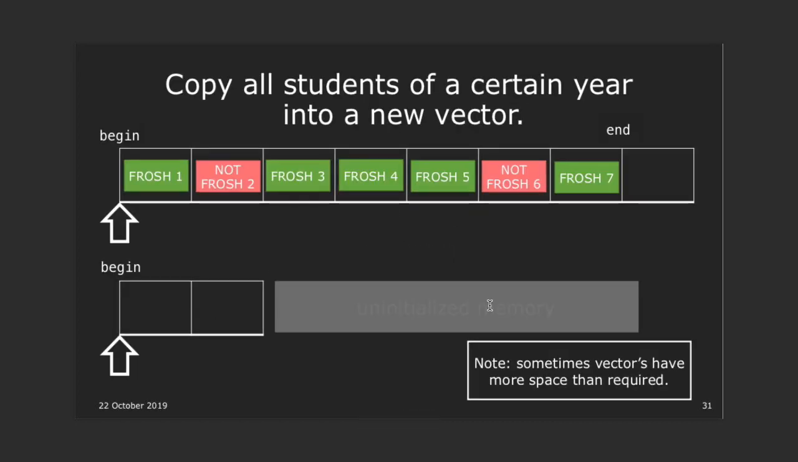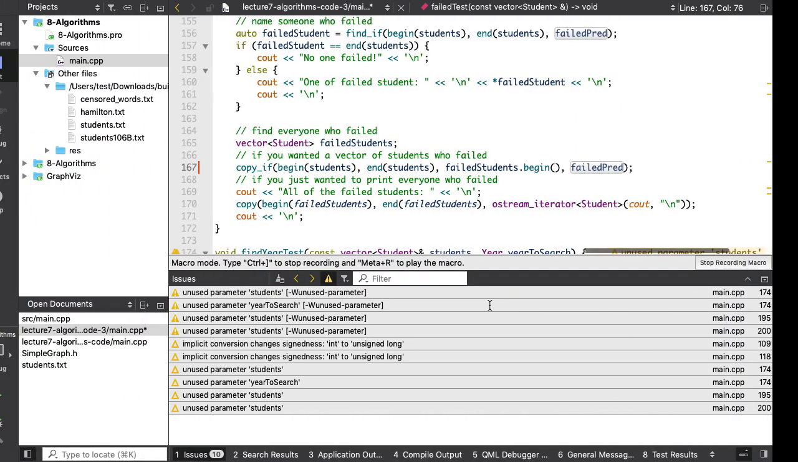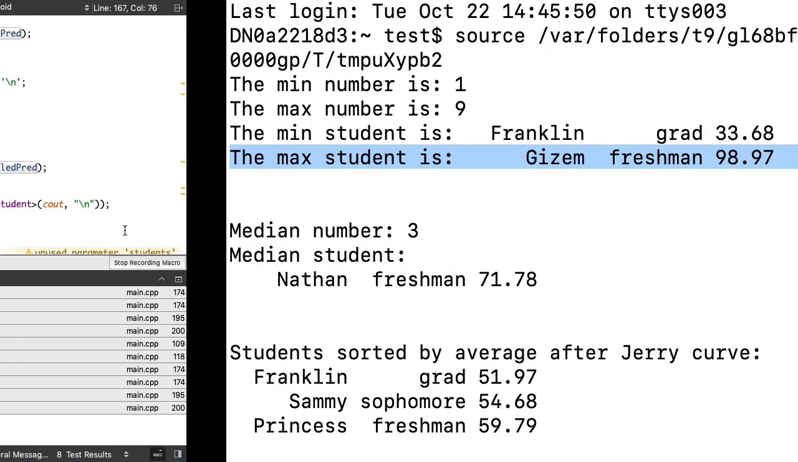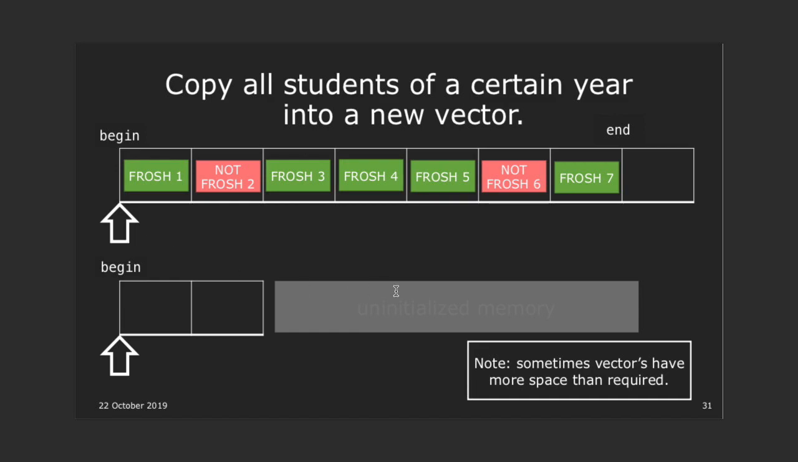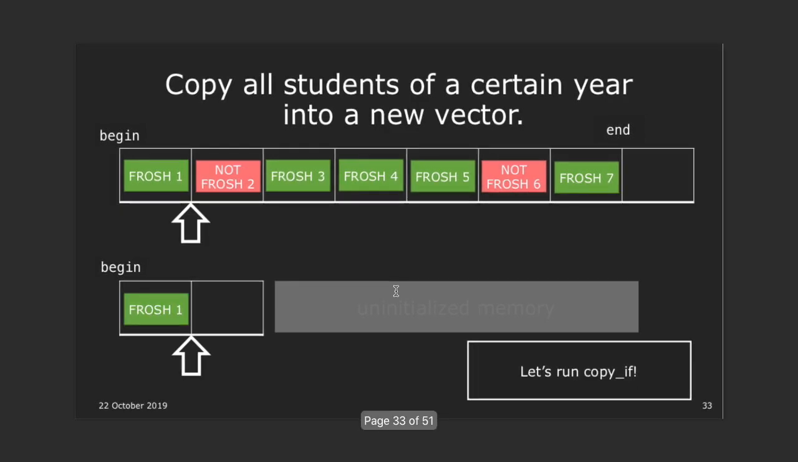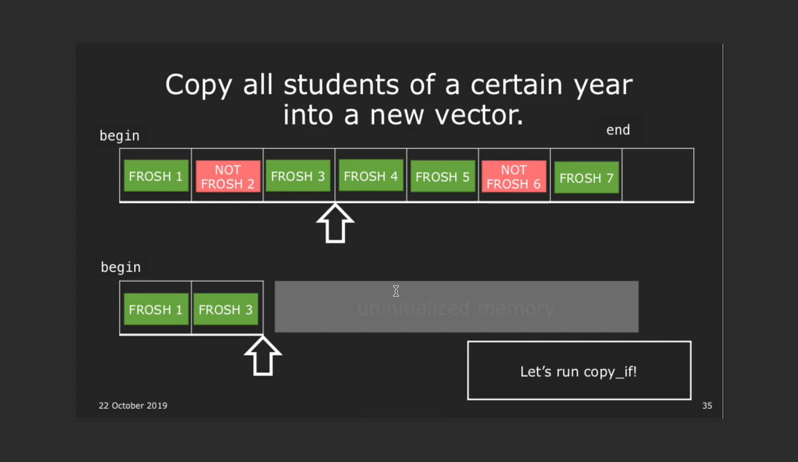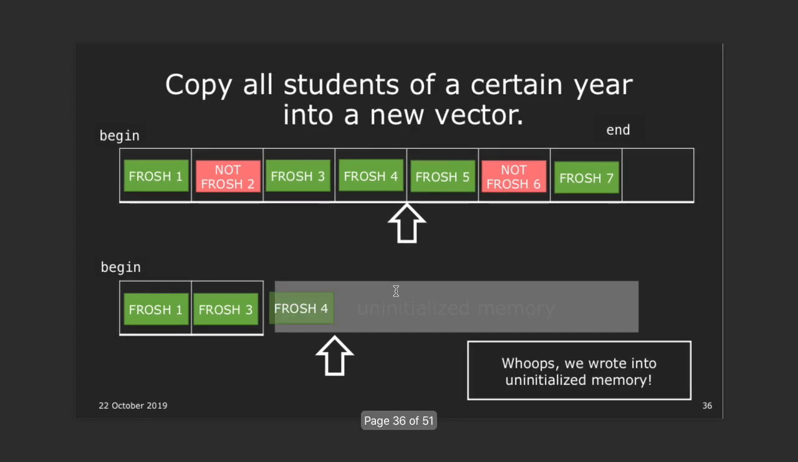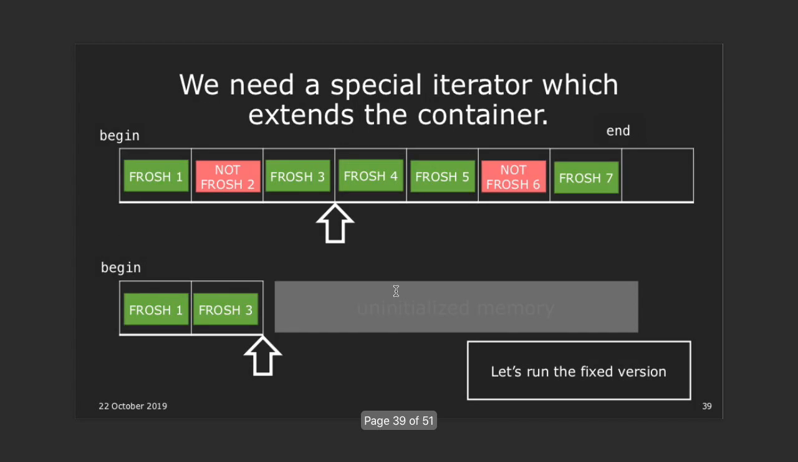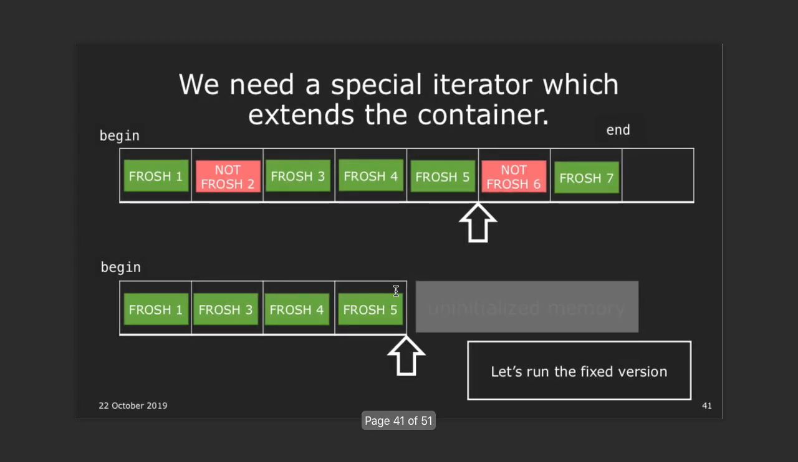Okay, so let's say instead of copying all the failed students, let's be nicer and say, okay, let's copy all the freshmen. What it's going to do is go through begin, and it's going to keep adding elements to begin. But what happens now? We're going to keep adding and adding and adding.